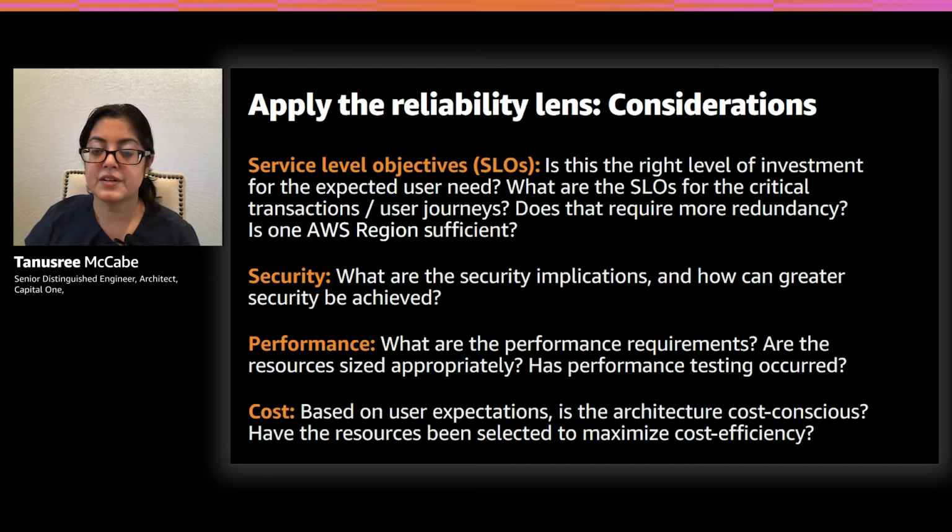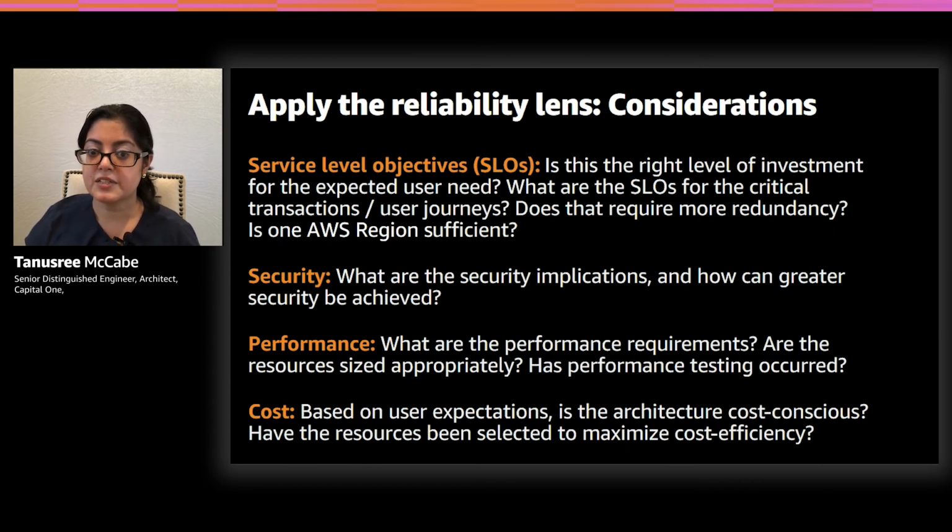Another important consideration for reliability is security. And this is because we want to make sure that we understand the security implications of our architecture, and we want to be thoughtful about how we can achieve greater security. Another reliability aspect here is performance. We want to make sure that the application performs adequately, or more than adequately. It really surpasses the customer expectations.